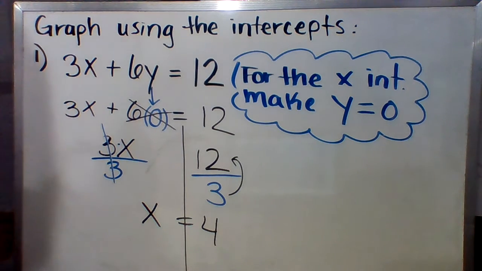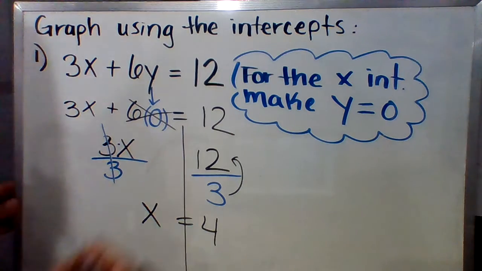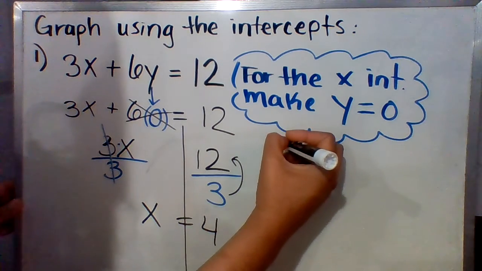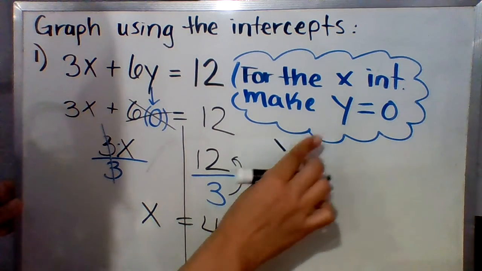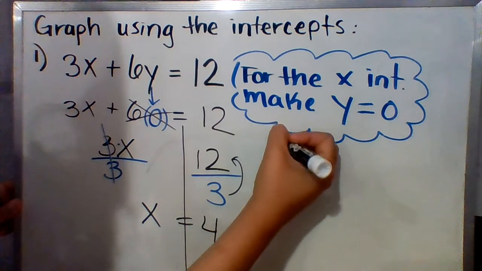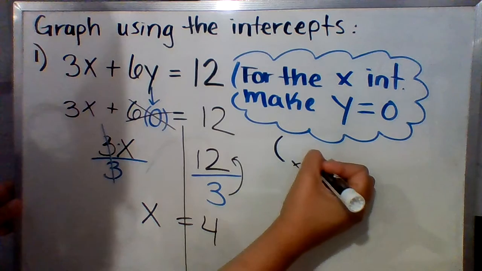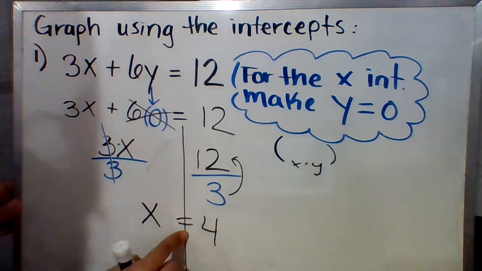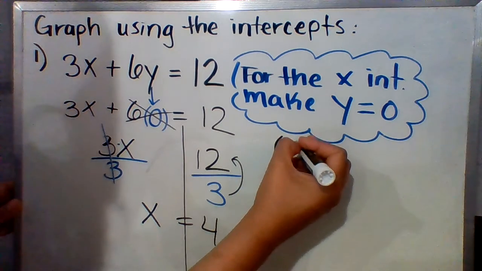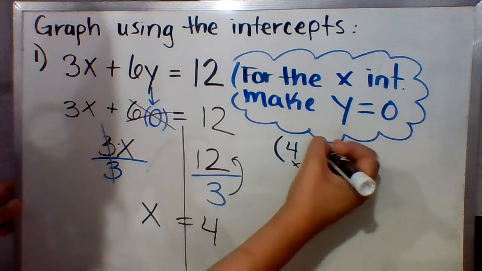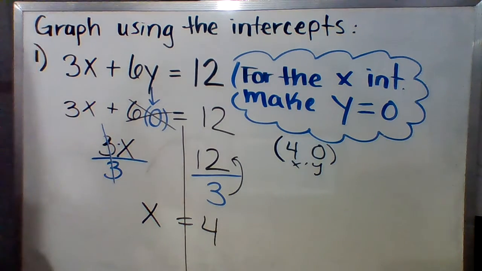And if I want to write it as an ordered pair, which I should, then I have an x and a y. The x answer is 4. And remember, I made y equals 0. So that's my x-intercept. But I'm not done.